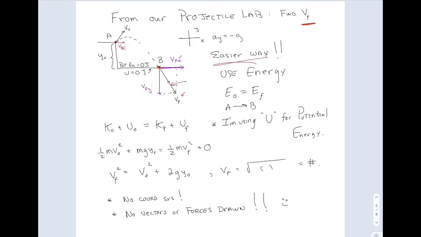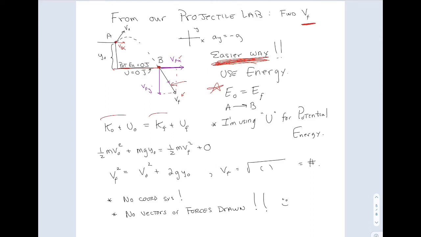All right. There's a much easier way, and that's using the concept of energy. As the projectile flies through the air, there are no non-conservative forces that act on it, only gravity. So energy is conserved. So I'm going to write E initial equals E final from A to B. And my potential energy is 0 on the floor. Initial energy equals final energy.